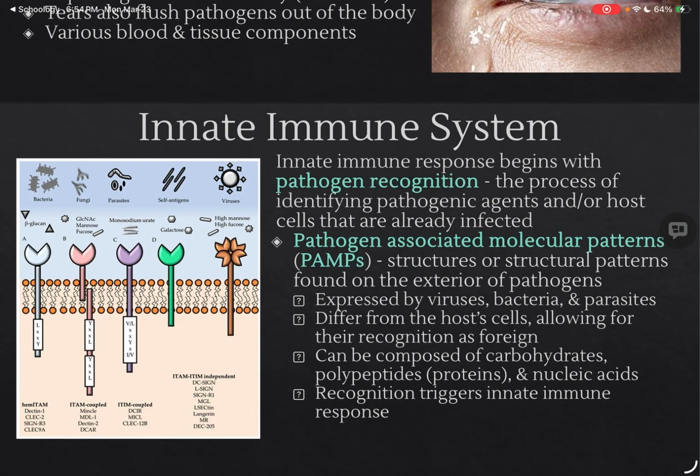The innate immune system response begins with pathogen recognition. We have to know what we're fighting. This is the process of identifying pathogenic agents and/or host cells that are already infected. Well, how do we do this? We do this with PAMPs, our pathogen-associated molecular patterns. So these are structures or structural patterns that are found on the exterior of pathogens, and they're expressed by viruses, bacteria, and parasites, and they differ from the host cell, which allows for their recognition as foreign bodies. They can be composed of carbohydrates, polypeptides, and nucleic acids, and the recognition triggers the innate immune system response.